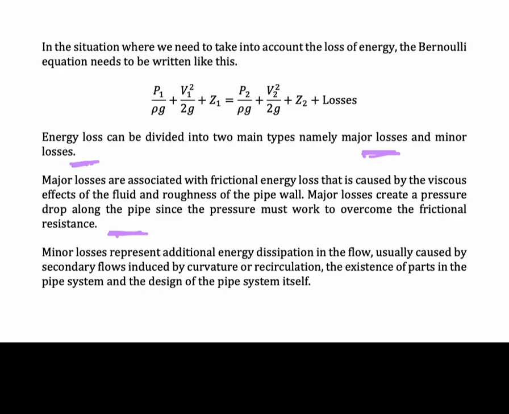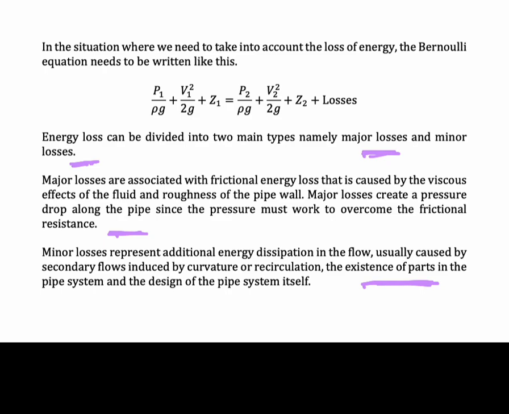Minor losses represent additional energy dissipation in the flow, usually caused by secondary flow induced by curvature or recirculation, the existence of parts in the pipe system, and the design of the pipe system itself. So there are two types of losses. One is major losses and one is minor losses.